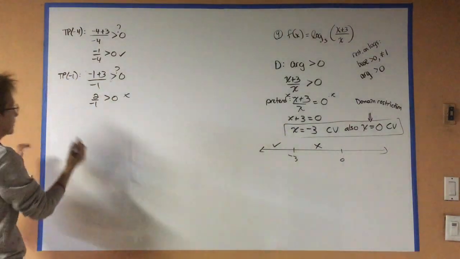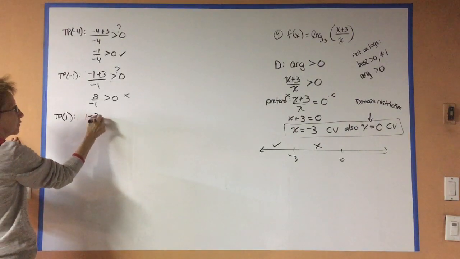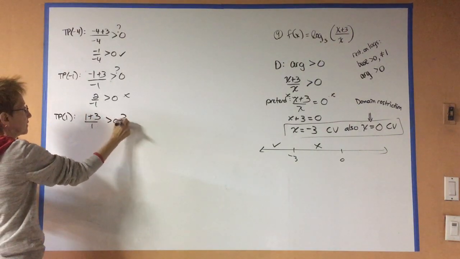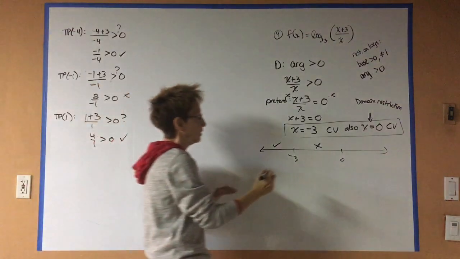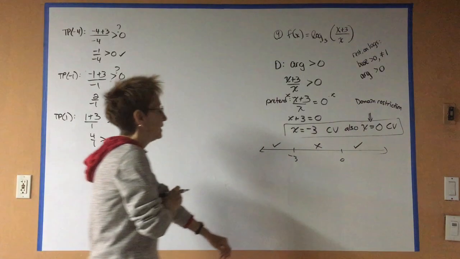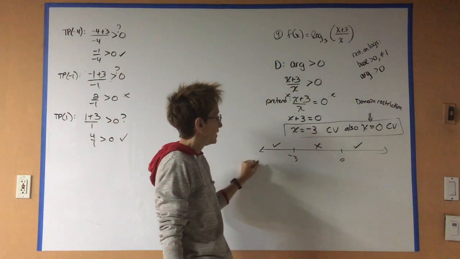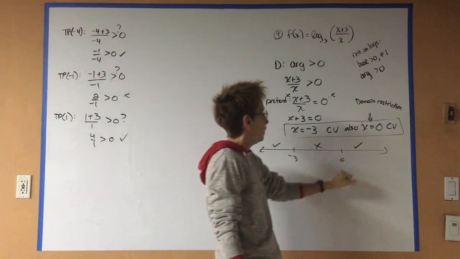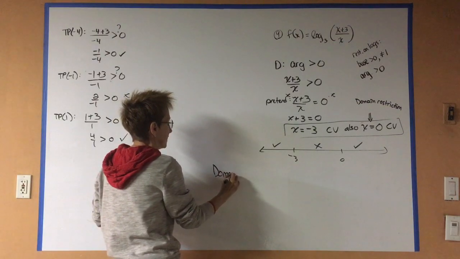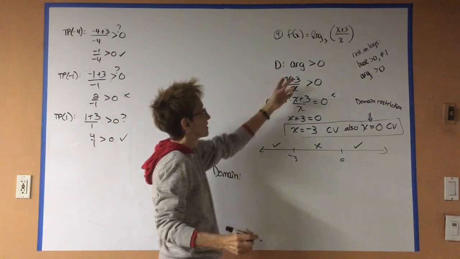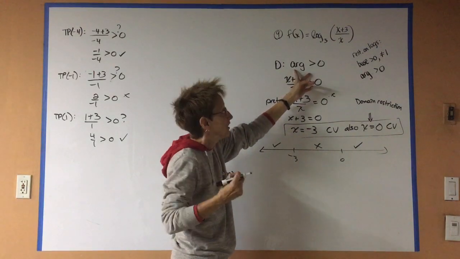And then I'll pick a test point bigger than 0, so I'll pick 1. So I've got 1 plus 3 over 1, is that greater than 0? So that's 4 over 1, yeah, that is, 4 is greater than 0. So that means for the argument to be greater than 0, it either needs to be from negative infinity to negative 3 or 0 to infinity. So this is my domain. My domain then is going to be, because this is what the argument needs to be for this to satisfy the restriction.